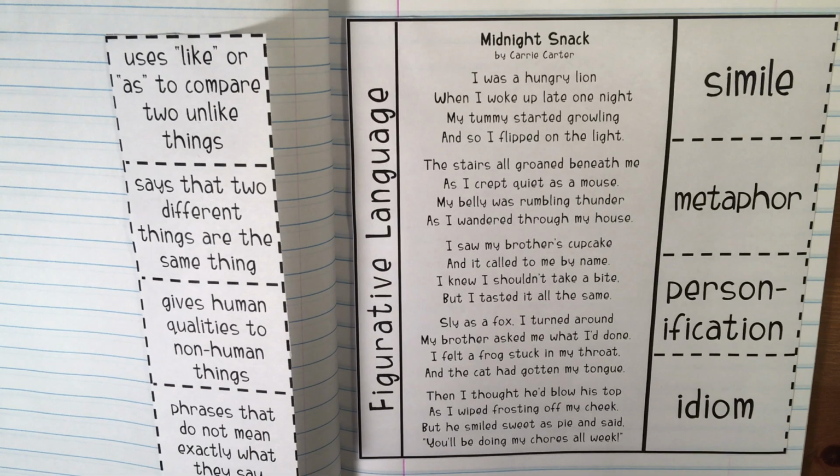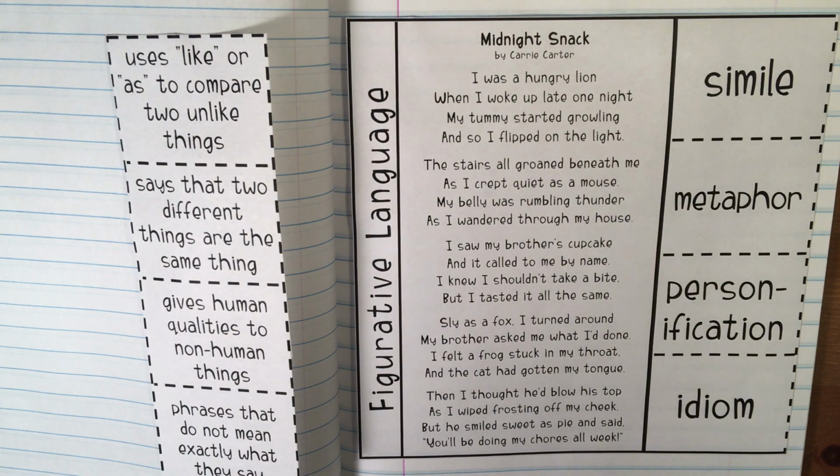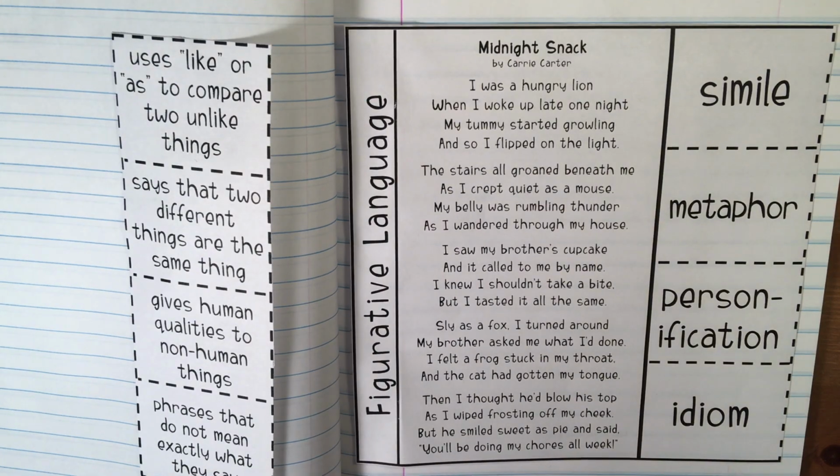This lesson is all about figurative language, and we're going to figure out what figurative language is. It's really just language that isn't really saying exactly what it means. So we're going to look at some examples of figurative language where the words mean something other than what they're actually saying.